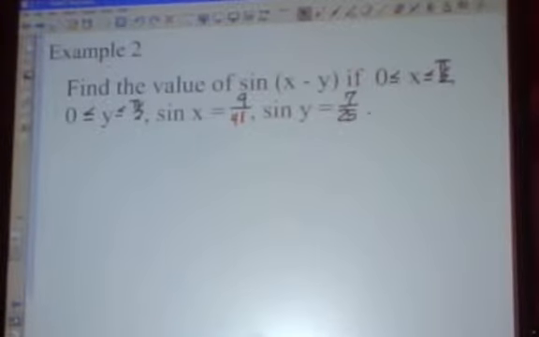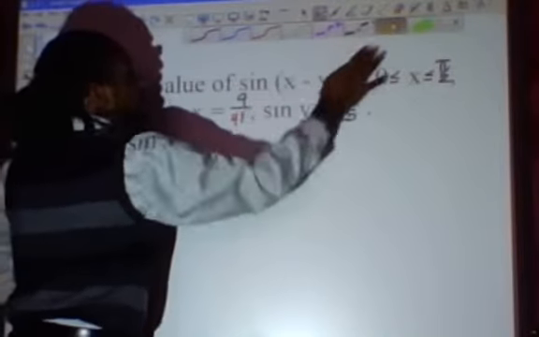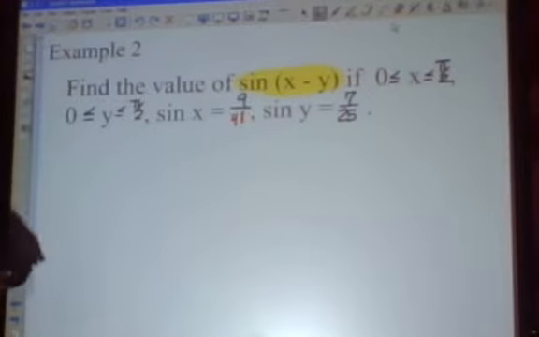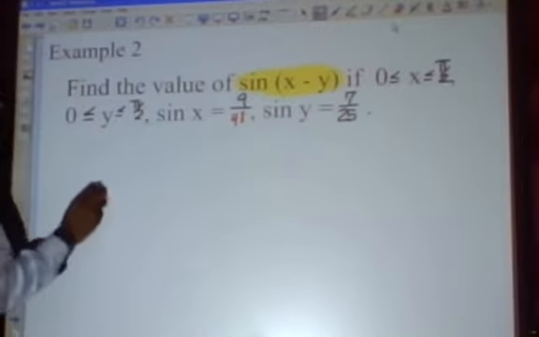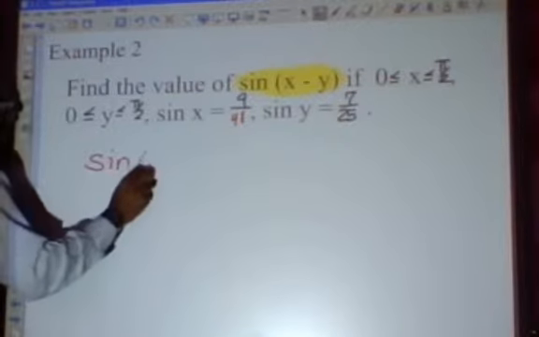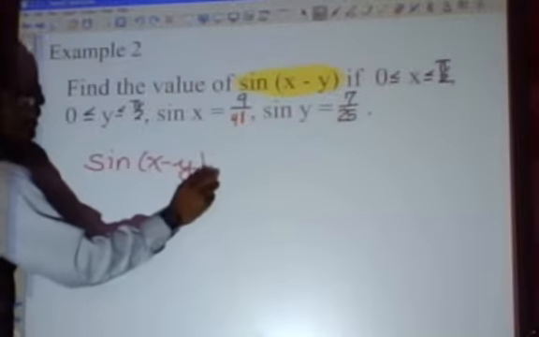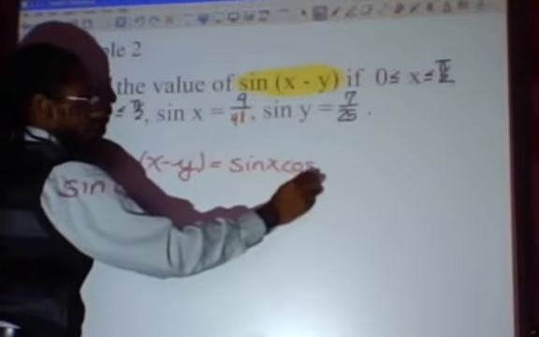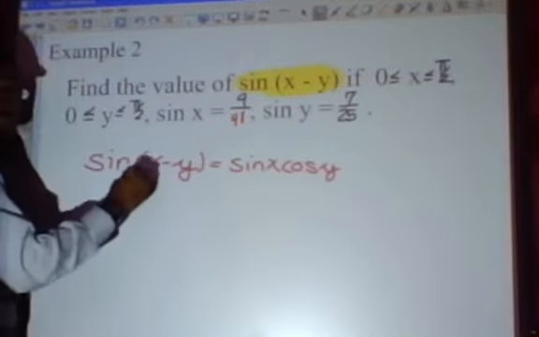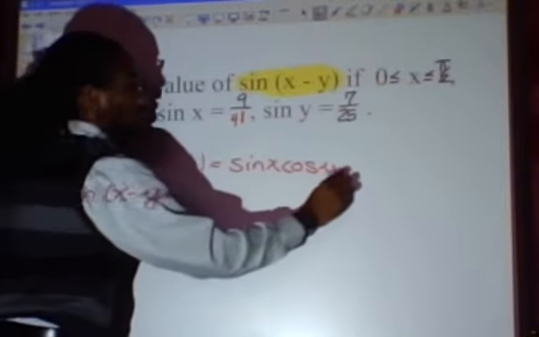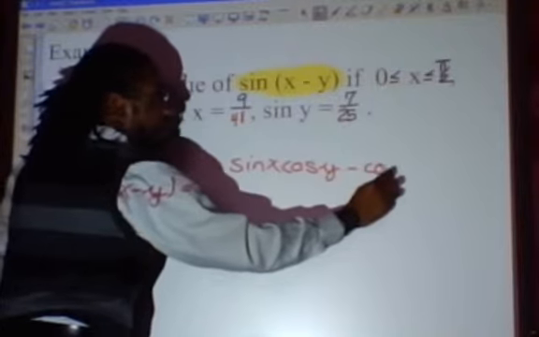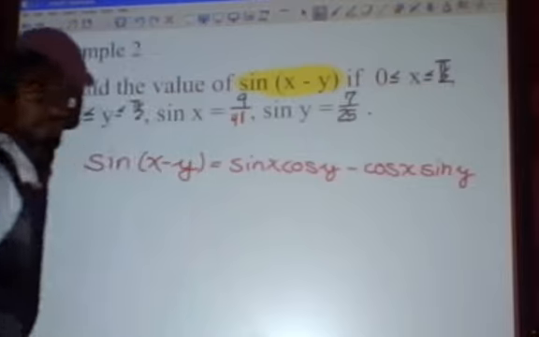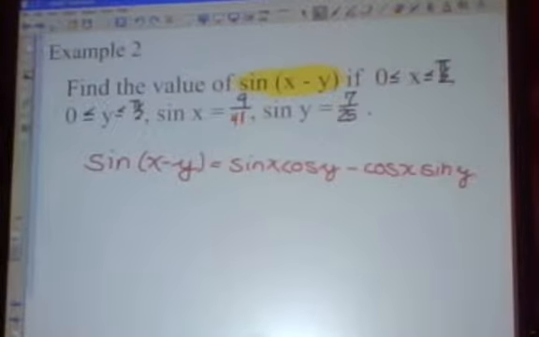So we're going to look at this identity, sine of x minus y, the difference. That would equal sine x cosine y, and because we're using the same sign for sine, subtraction of cosine x sine y. Okay, this is not hard, not bad.